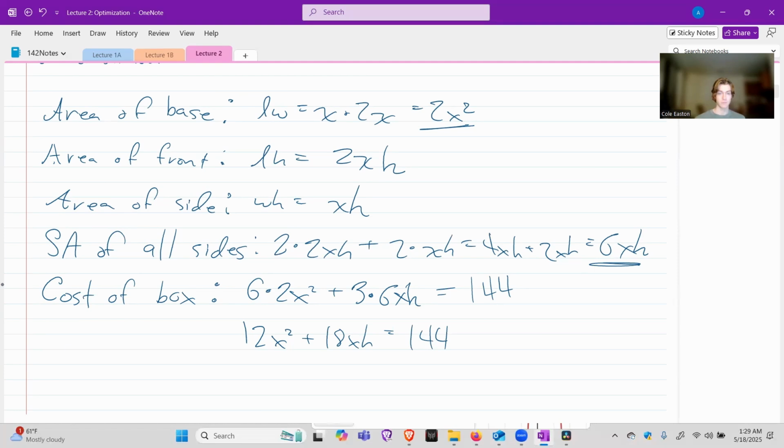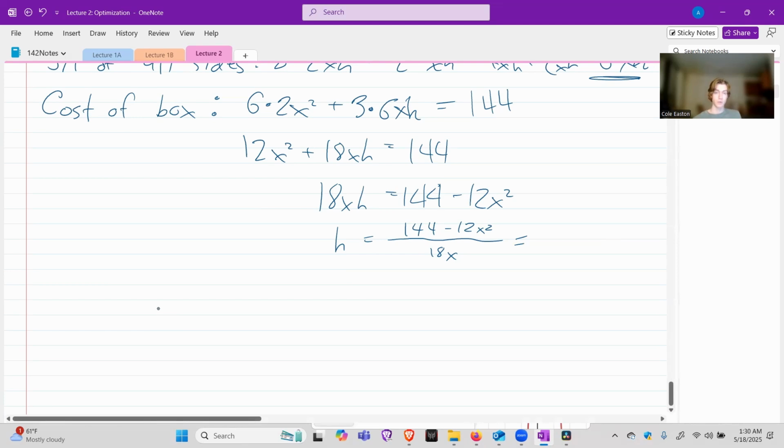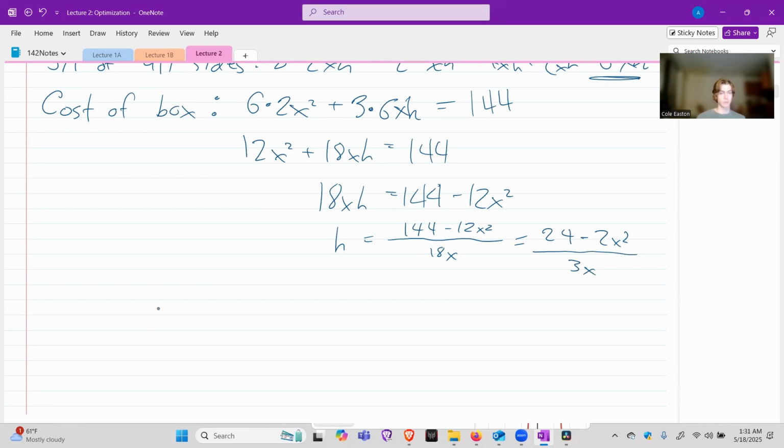So we're going to get 18xh equals 144 minus 12x squared. Remember that we're trying to isolate h, so that's why we're doing it this way. And then we're going to divide both sides by 18x. So we get h equals (144 minus 12x squared) divided by 18x. We could divide the top and bottom by 6, though, if we wanted. So 144 divided by 6 is 24, 12 divided by 6 gives us 2x squared, and 18 divided by 6 gives us 3x. It's not strictly necessary. It will just make our calculations a little bit easier moving forward.